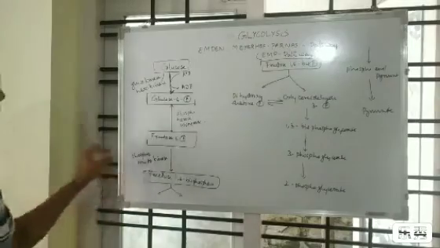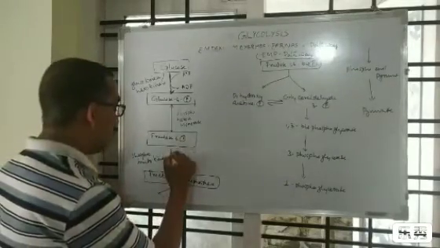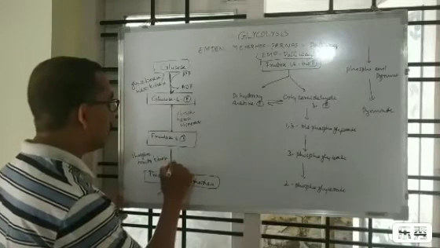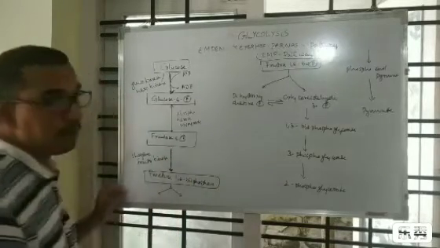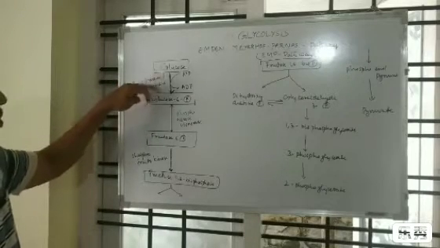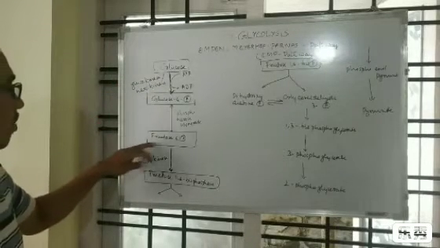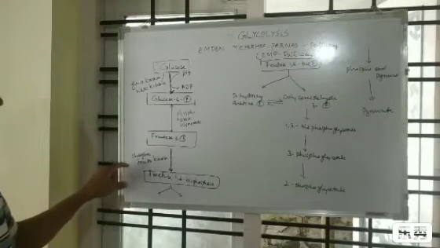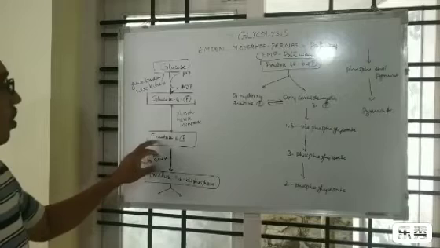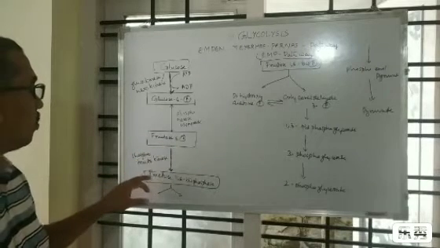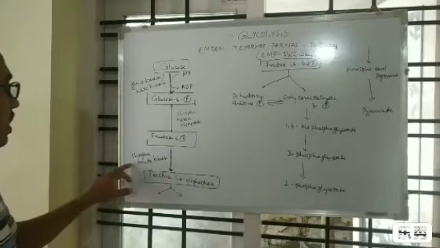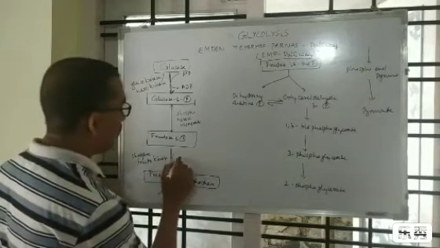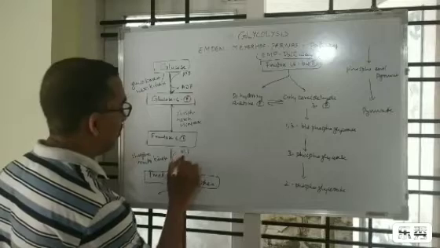Phosphofructokinase, and this step is also an irreversible step. We have to remember the first step, conversion of glucose to glucose 6-phosphate, and fructose 6-phosphate to fructose 1,6-bisphosphate. These two steps are irreversible, and the conversion of fructose 6-phosphate to fructose 1,6-bisphosphate is by the enzyme phosphofructokinase, and this step also involves an ATP.